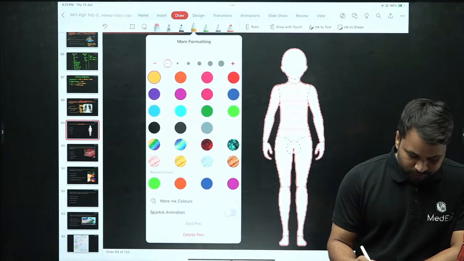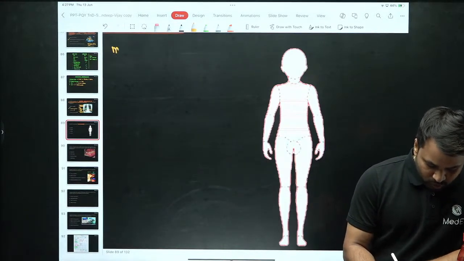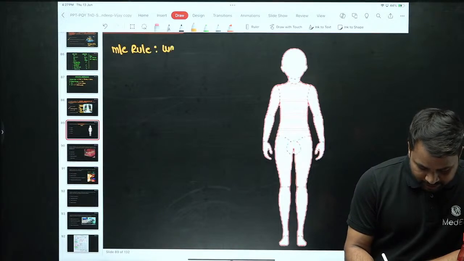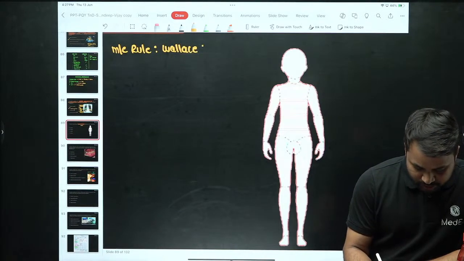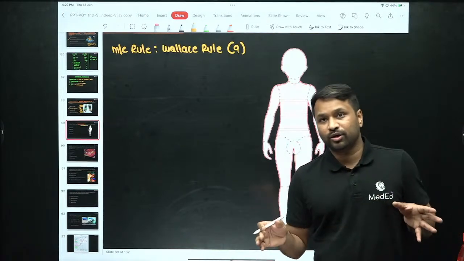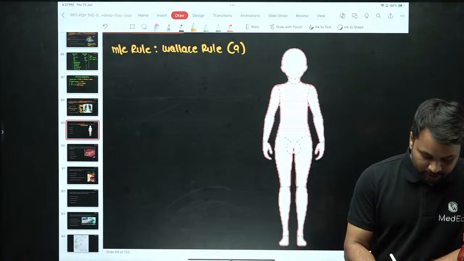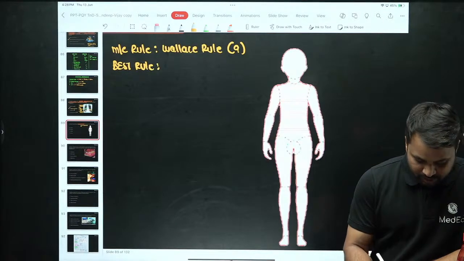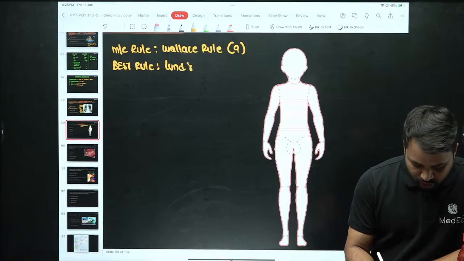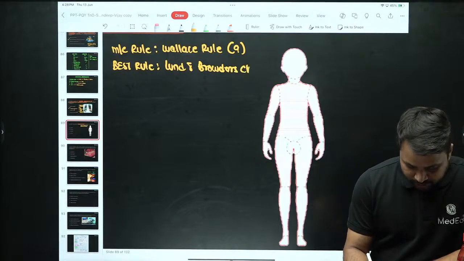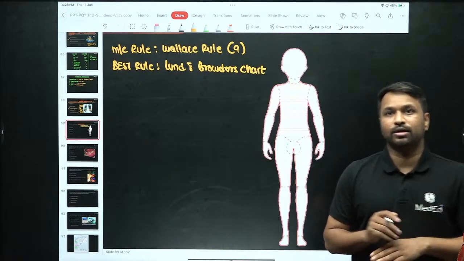So first of all, remember the most common rule that we are going to use is the Wallace rule, which is also called the rule of 9, in order to evaluate the total body surface area burnt. But if I say what is the best rule for the assessment of burns, then the answer is going to be the Lund and Browder chart. It is going to be the Lund and Browder chart, right?